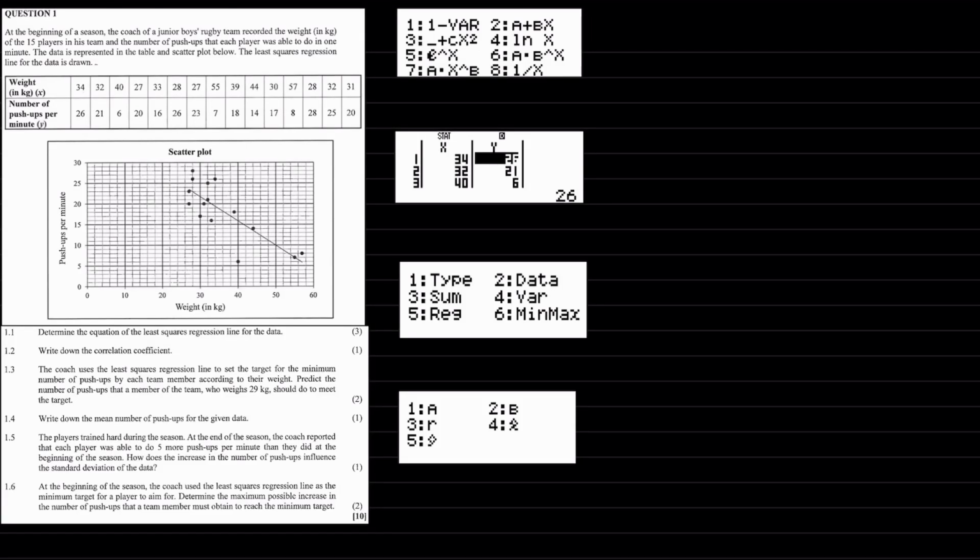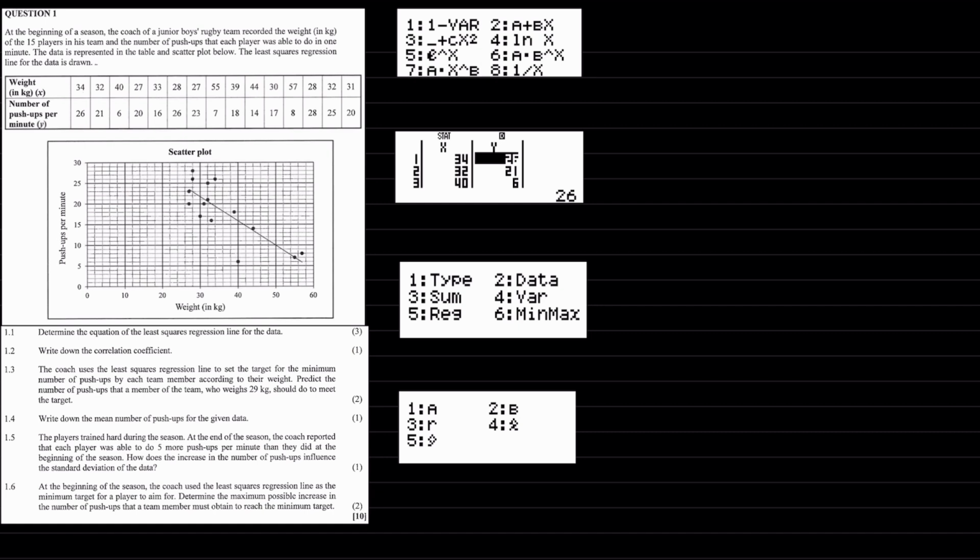In this video, we're going to take a look at the November 2024 statistics question. So this was question 1 in the paper, and the question reads: at the beginning of a season, the coach of a junior boys rugby team recorded the weight in kilograms of the 15 players in his team and the number of push-ups that each player was able to do in 1 minute. The data is represented in the table and scatter plot below. The least squares regression line for the data is drawn.